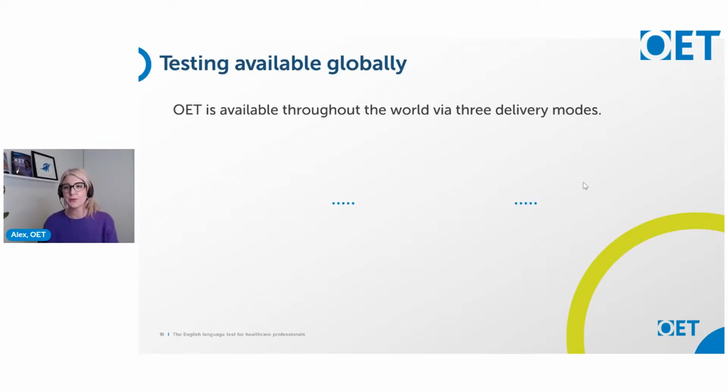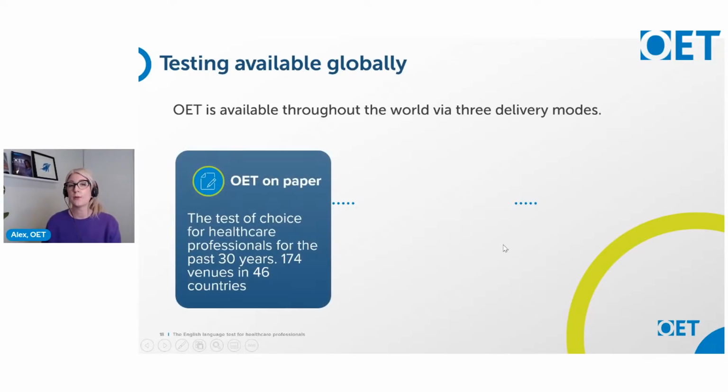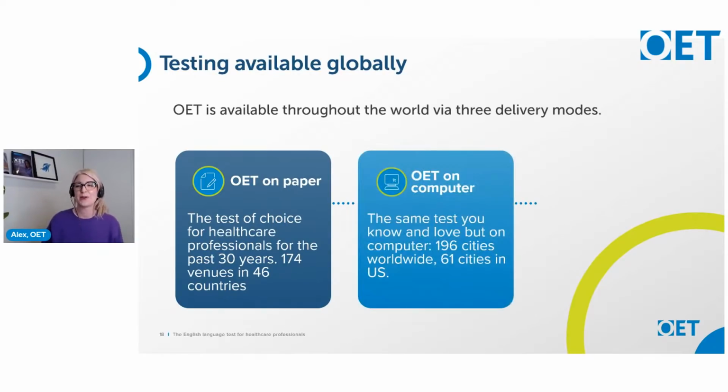I'll give you a clue. I'll give you the first one, which is OET on paper. So OET on paper has been around for 30 years. Currently, it's available in over 174 venues in 46 countries and growing all the time. Thank you. Emeka says paper and online. Well done. And at home, you got all 3. Well done. So the second delivery mode, as you said, is OET on computer.